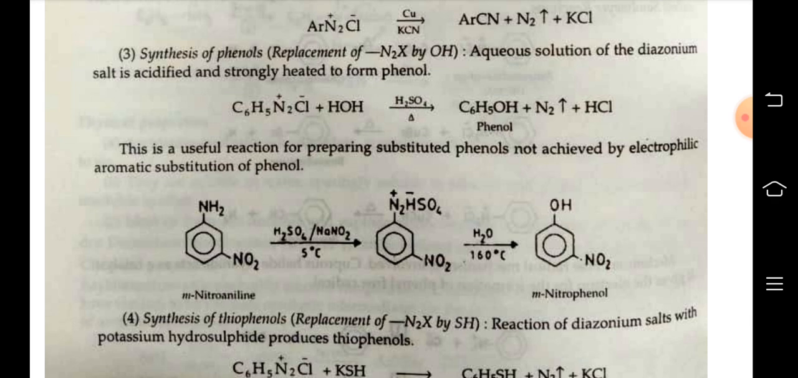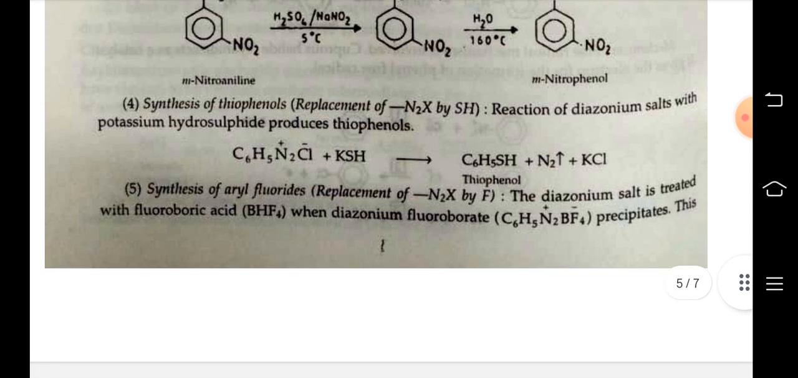M-nitroaniline in the presence of H2SO4 and NaNO2 at 5 degrees Celsius gives benzene diazonium hydrogen sulfate, C6H4N2+ HSO4-, with the NO2 group at the meta position. Then, in the presence of H2O at 160 degrees Celsius, it is converted to meta-nitrophenol.